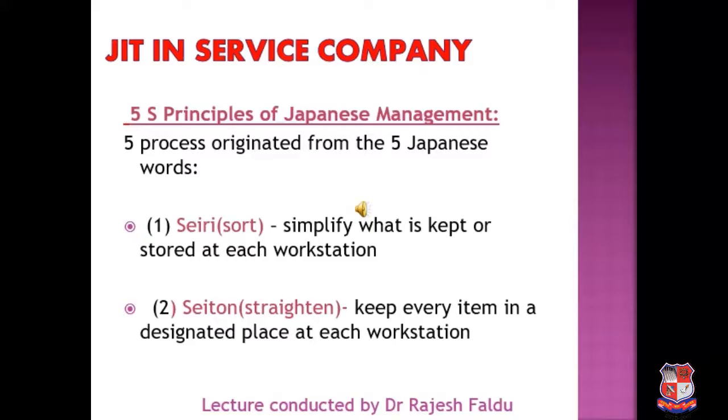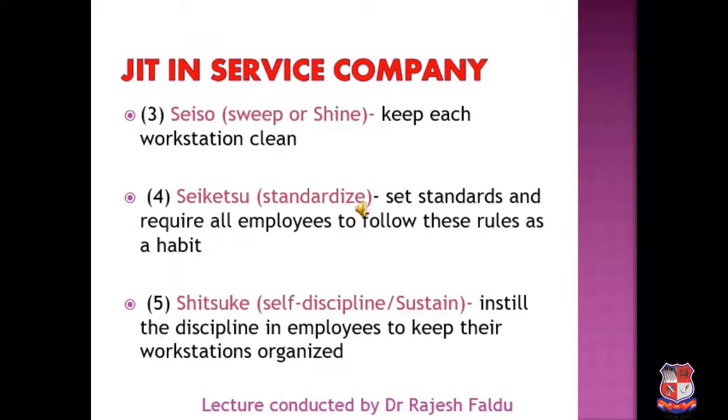The second principle what is required to implement JIT in service companies is seiton. The English meaning of seiton Japanese word is straighten. That is, every item has to be kept at a proper place at each workstation. The third principle of Japanese management, if one wants to implement JIT in service company, is seiso. Seiso is a Japanese word which in English means shine. That is, one should keep their workstation clean and shining and sweep properly.